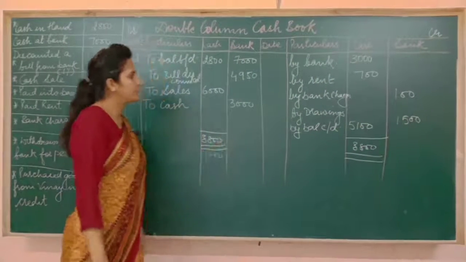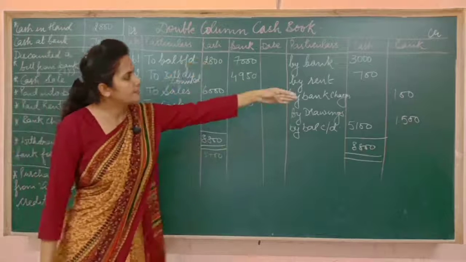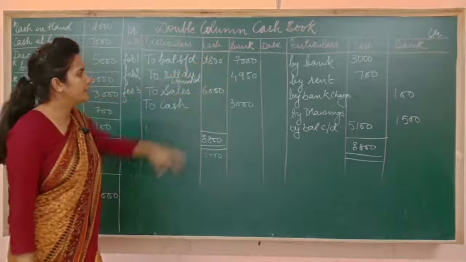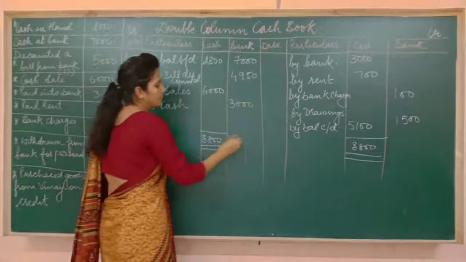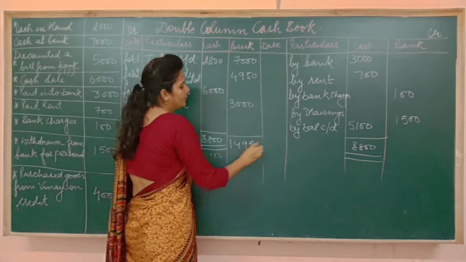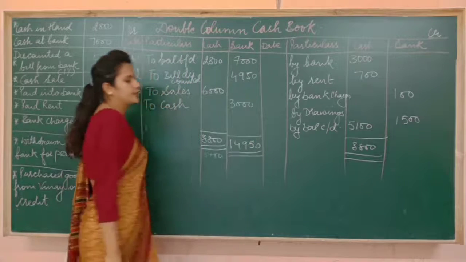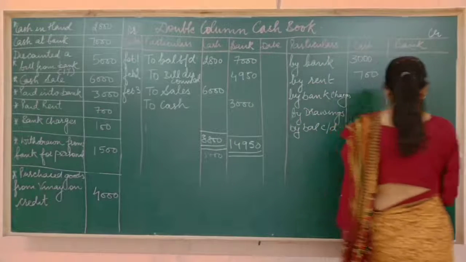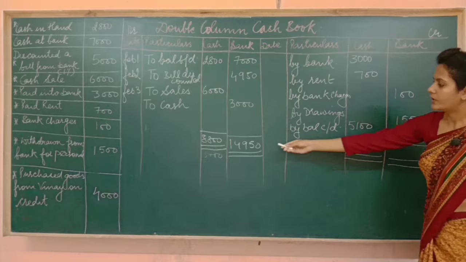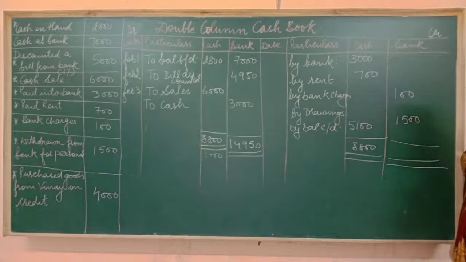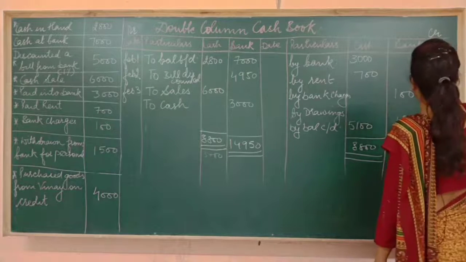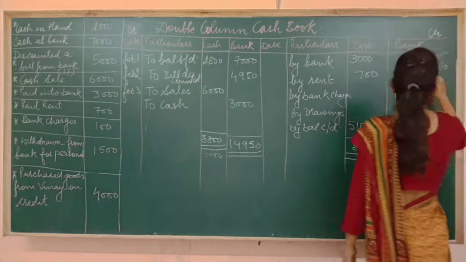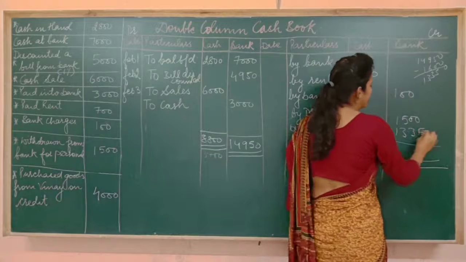Now check in case of bank. In bank also we can see on credit side just 1600 rupees there, and on debit side it is 10,000, meaning a total of 14,950. So it's understood debit side is greater. And to make debit side equal to the credit side, what should I do? 14,950 minus 1600. So check how much it is. 14,950 minus 1600. It is 13,350.